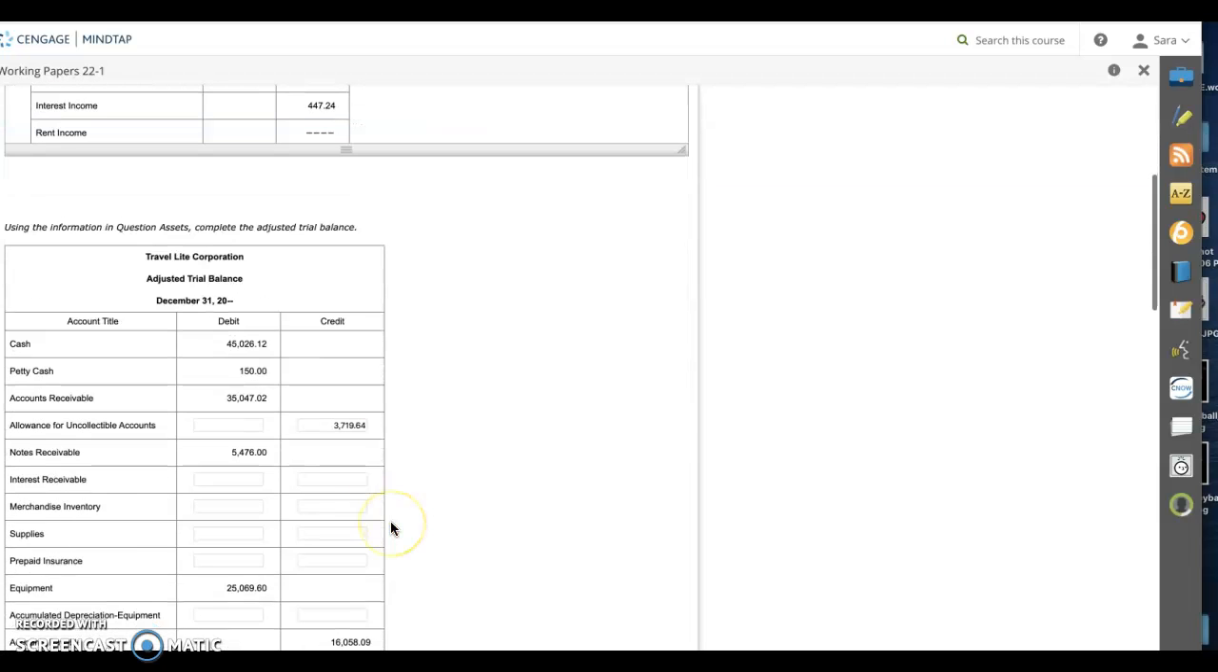$457.24. So we'll have a credit of $1,031.98. Then merchandise inventory.